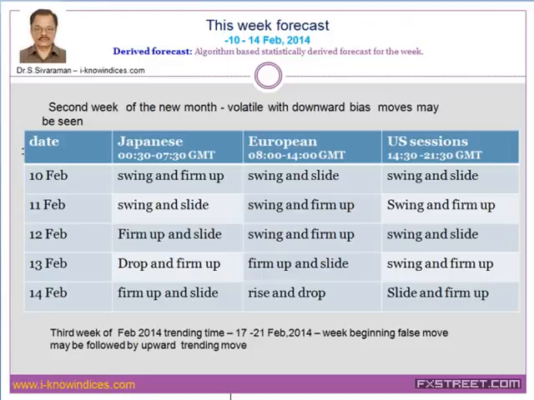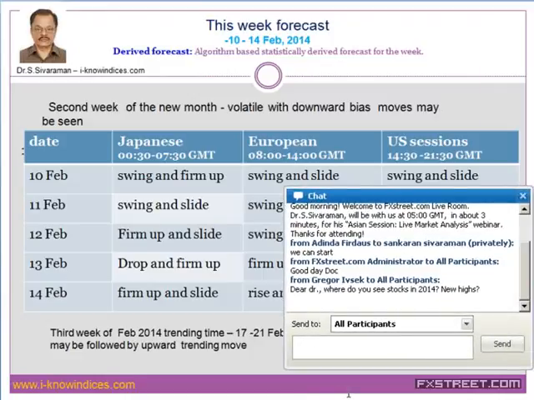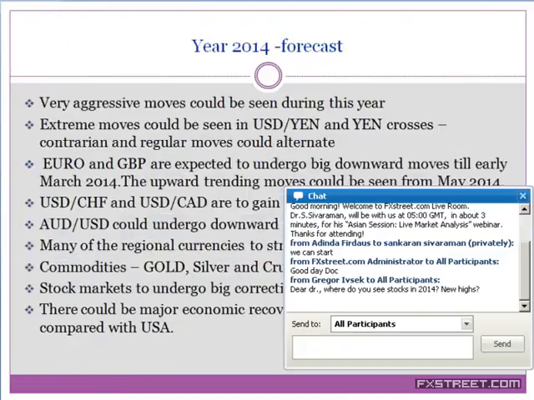Grigor asks: where do you see stocks in 2014? As I explained, they are expected to make a higher level consolidation and try to make the slide, in the case of the stock market, which I explained in the earlier webinar. I will see whether the slide is available. Here it is: stock market to undergo big corrective wave. That is the forecast for 2014.